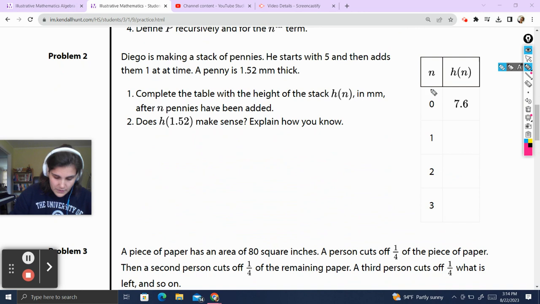So, with 0 pennies, h of n is 7.6. I guess that's because that's the height of 5 pennies already. And then for 1 additional penny, we're going to add 1.52.